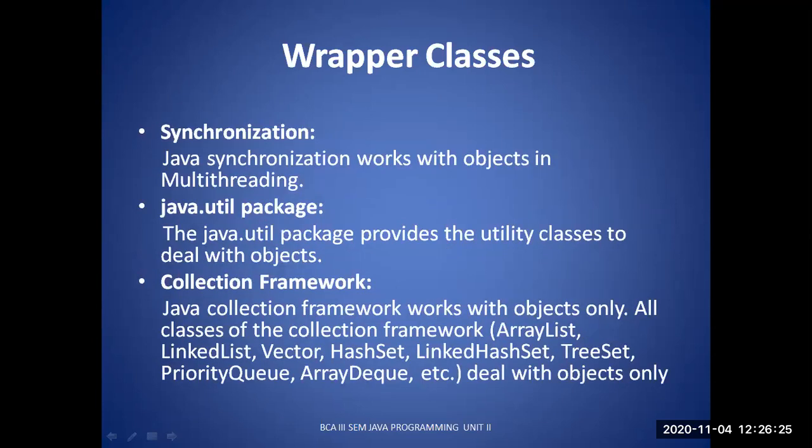Next, we have synchronization. Java synchronization works with objects in multi-threading. When you discuss the multi-threading concept of multitasking, it is majorly discussed as part of objects only. Objects will be accessing many resources simultaneously, or they can request more than one resource at a time. At that time, we have to block some of the resources. That is called the synchronization concept, which is part of Java.